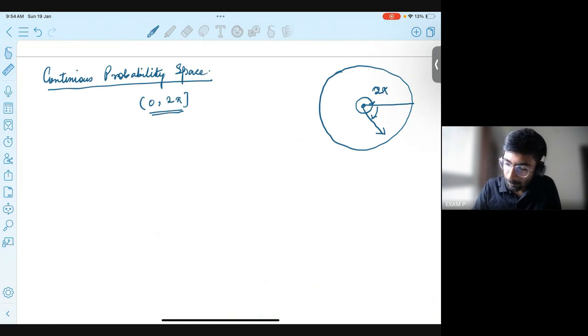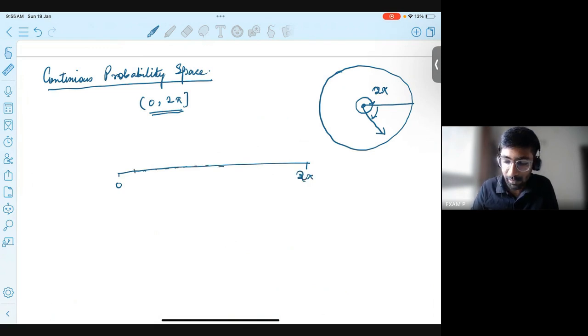So now this is a continuous probability space because you're not taking some specific points inside this. This is an entire range. 2 pi is very big, right? It will start at 0 and go up to 2 pi. So it can be anything, and there are an infinite number of points here. That is when you talk about a continuous probability space.